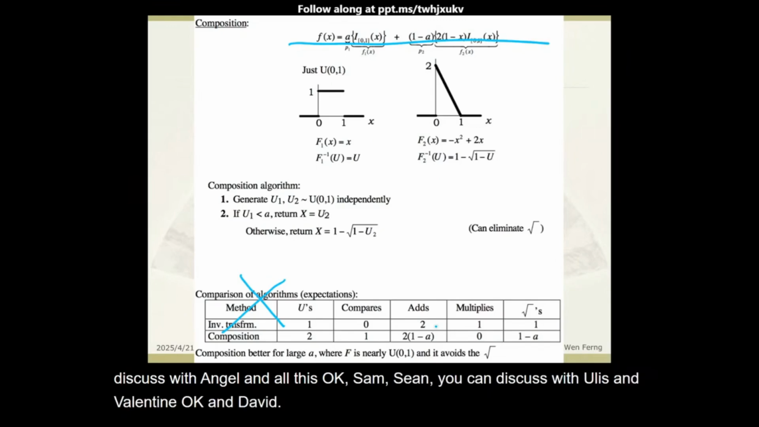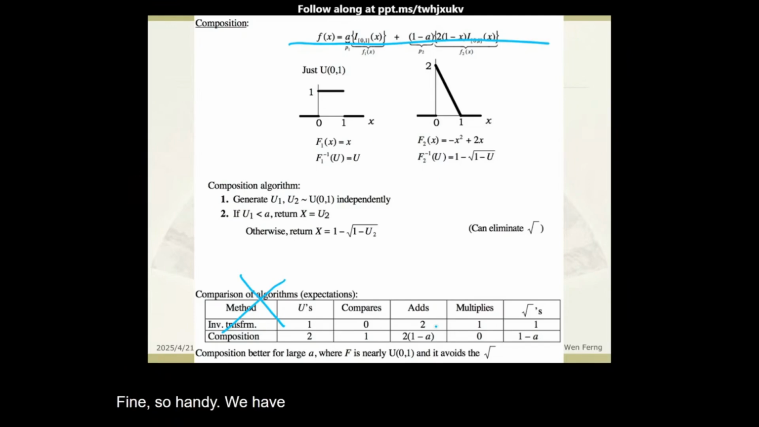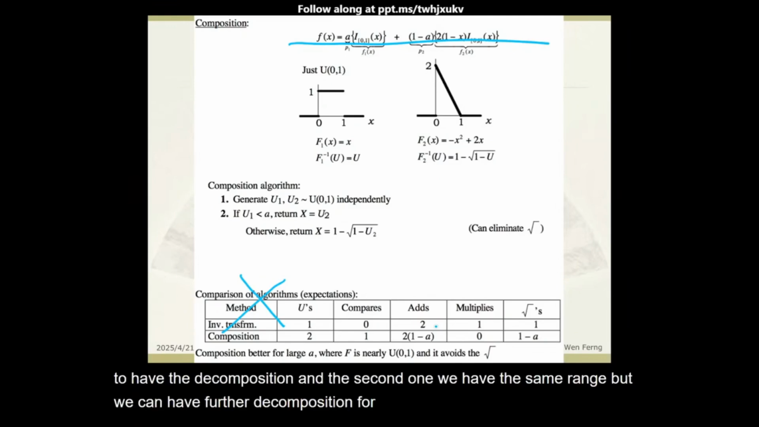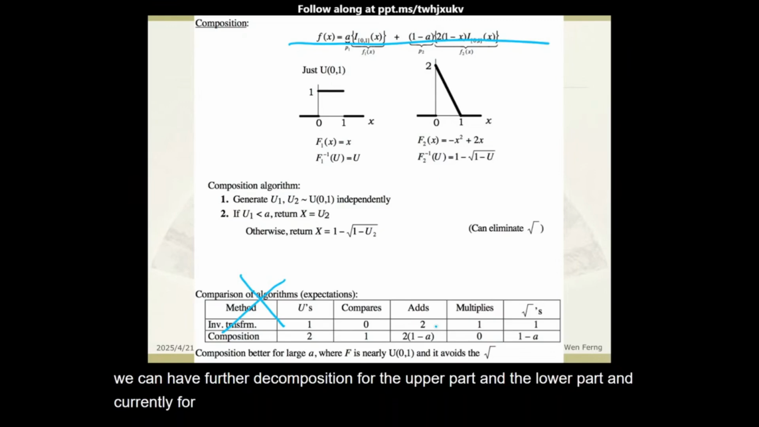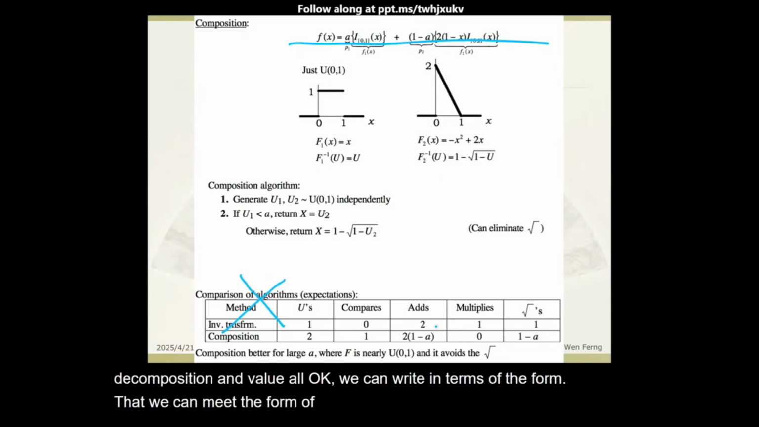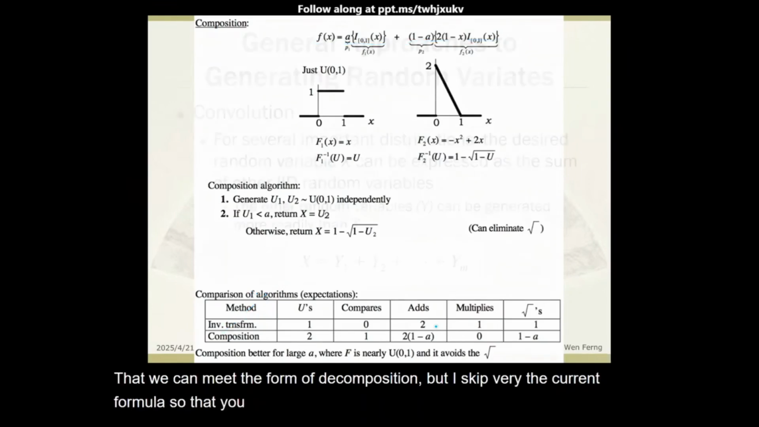So currently we have two cases. One, we have different ranges to have the decomposition. And the second one, we have the same range, but we can have the decomposition for the upper part and the lower part. And currently for the equation, in fact, you can pass on our figure to have the decomposition. And then we can write in terms of the form, and so that we can meet the form of decomposition. But I skip validating the current formula so that you can validate it for yourself. I skip it and go to the next one.